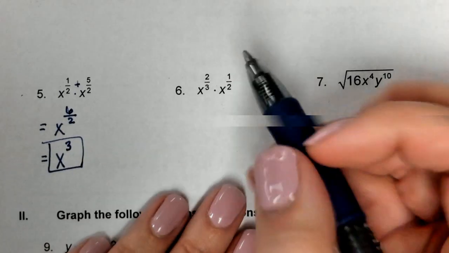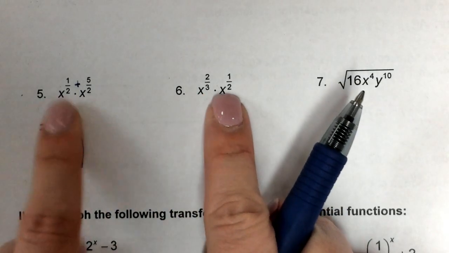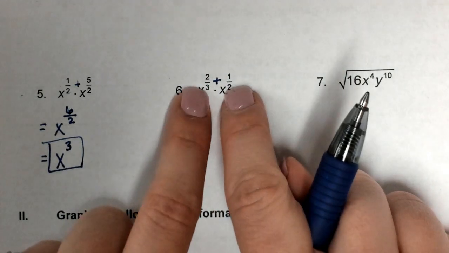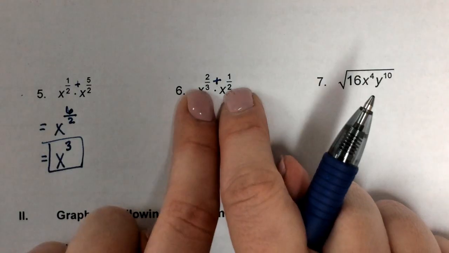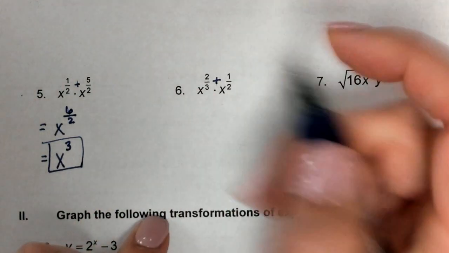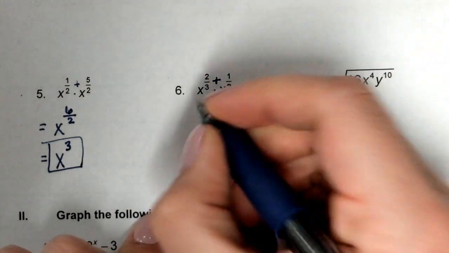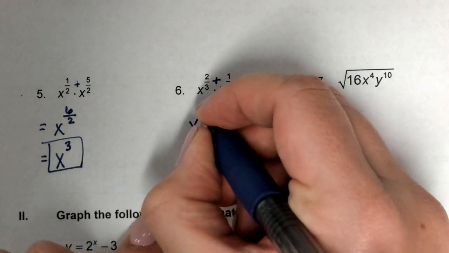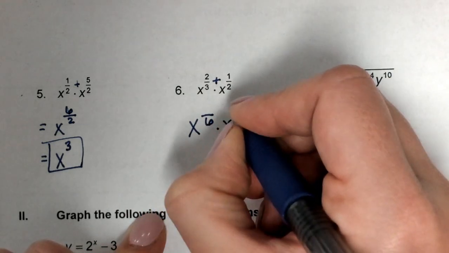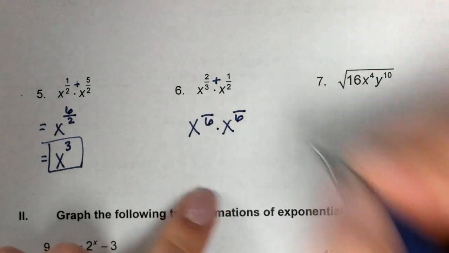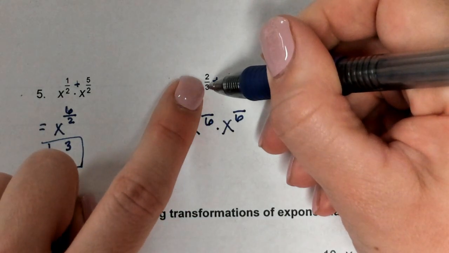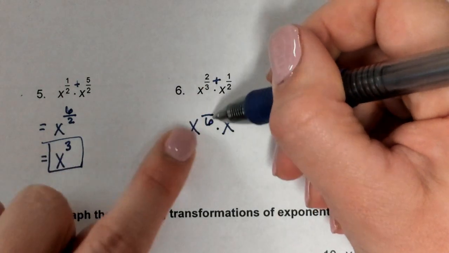Number 6 is a very similar situation, except when we go to add these exponents, we have to create common denominators because these are different. So a common denominator of 3 and 2 is just 3 times 2, which is 6. So I'm going to rewrite this as x to the something over 6 power times x to the something over 6 power.